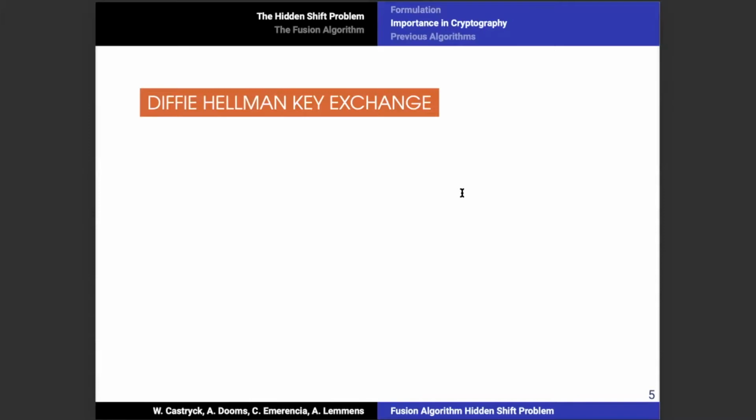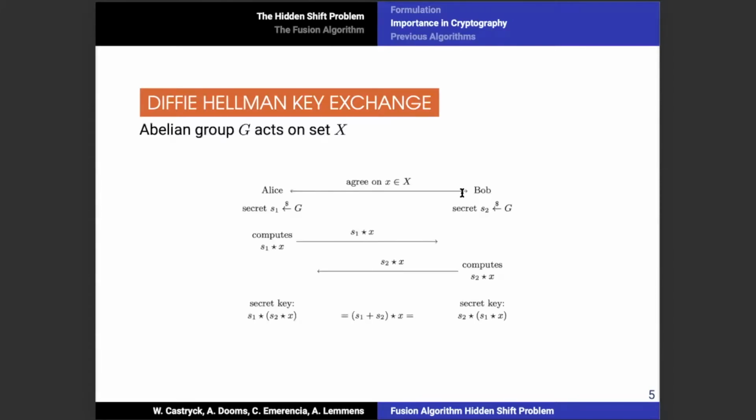The hidden shift problem is important in cryptography because it is connected to the quantum security of key exchange protocols. There is an abstract generalization of Diffie-Hellman key exchange that is based on group action of a commutative group G on a set X. The idea is as follows. There's a public element X of the set, and then Alice and Bob each choose a random element of the group G. They apply it to X and send the result to each other. Then they each apply their secret group element to the thing they received from each other, and they find the same secret key.